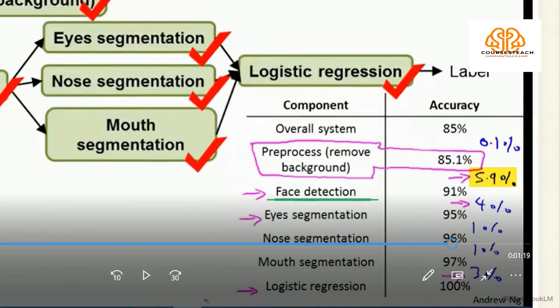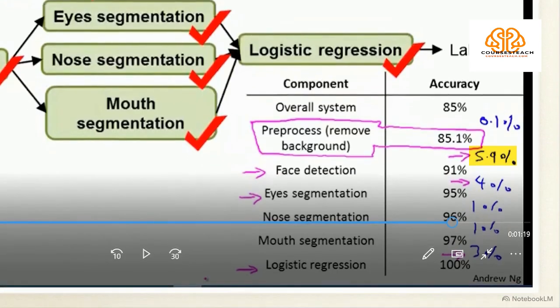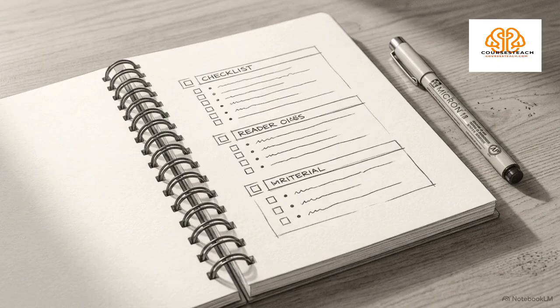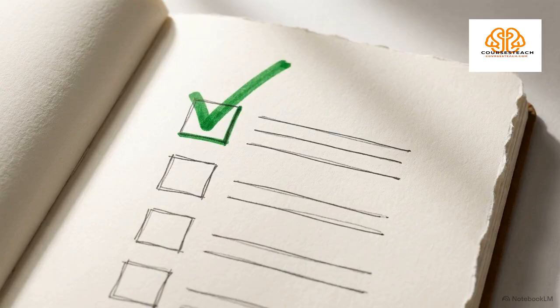If they had tested the very next step, face detection, they would have seen a potential jump of nearly 6% waiting for them. Gut feelings are unreliable when building complex systems. Ceiling analysis removes the guesswork, giving you the mathematical proof you need to ensure you never waste a year of your life solving the wrong problem.